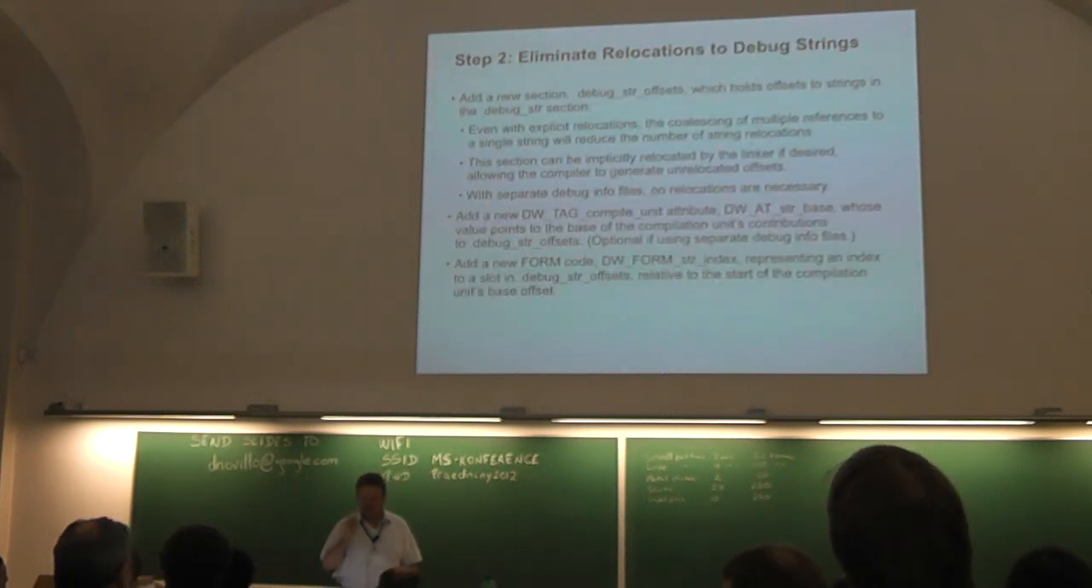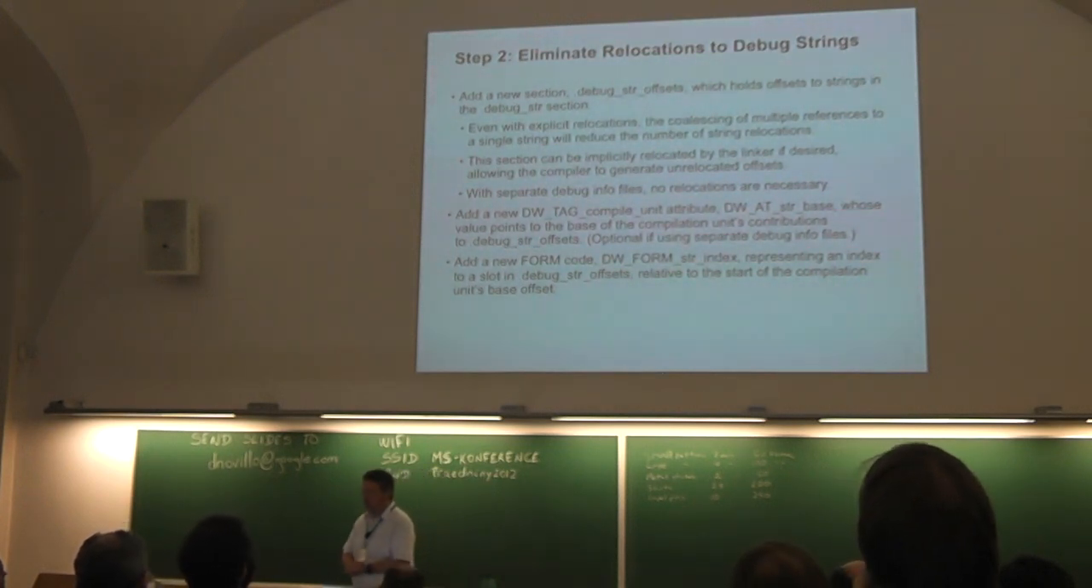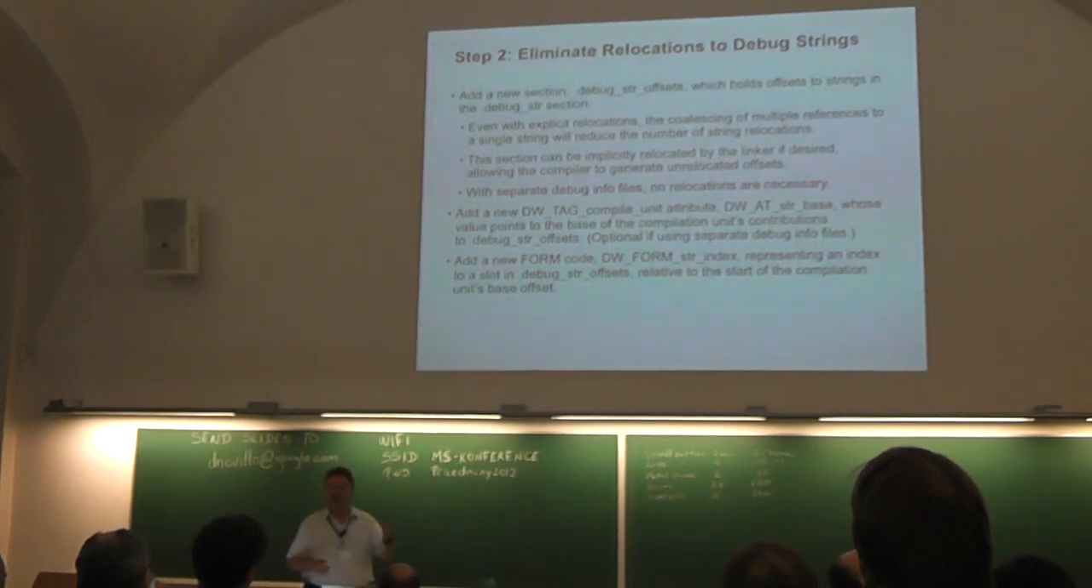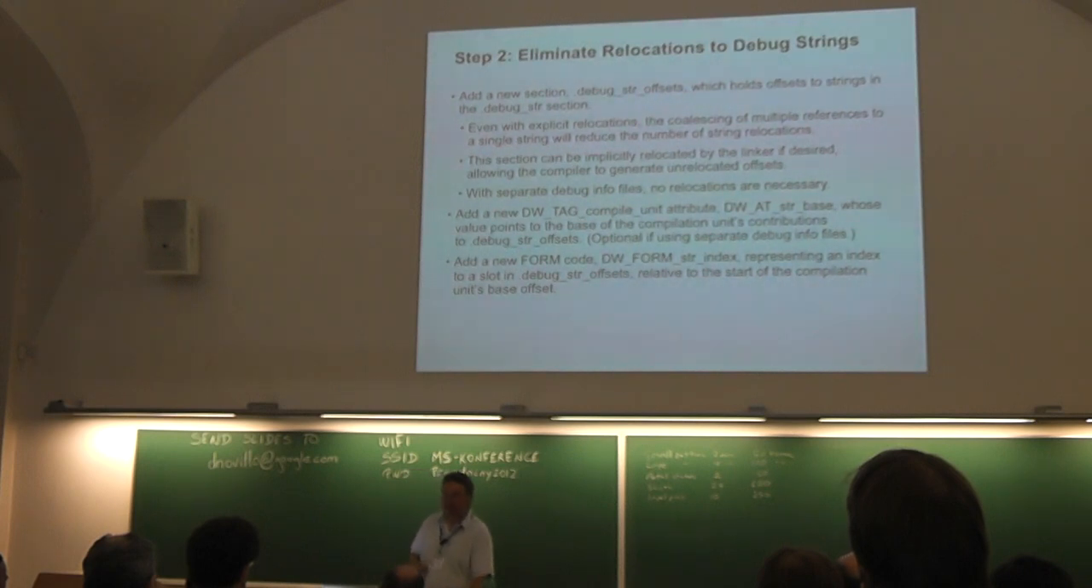The second thing we wanted to do was eliminate those relocations to strings. So the obvious approach was to say, well, a reference to these strings can be implicitly relocated. You can go through the DWARF info and you can see a DW_FORM_strp and know that the thing that follows it is an offset to something in your string table. And you could tell the linker to parse the debug info, find all those DW_FORM_strps, and just implicitly relocate them. You don't actually need to materialize the relocation. But again, you're asking the linker to parse debug info. And that's slow.